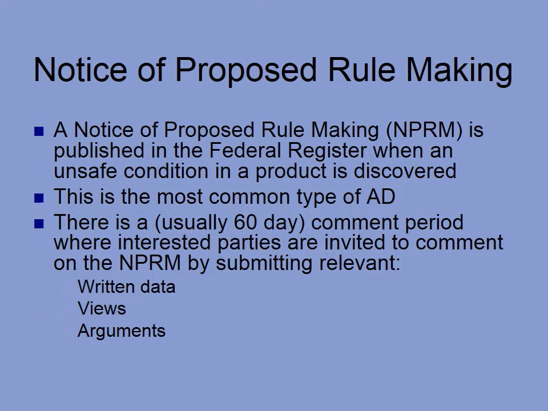A Notice of Proposed Rulemaking is published in the Federal Register when an unsafe condition in a product is discovered. They usually allow a 60-day comment period where interested parties are invited to comment on the NPRM by submitting relevant written data, views, and arguments. The Notice of Proposed Rulemaking may be changed in light of the comments received.